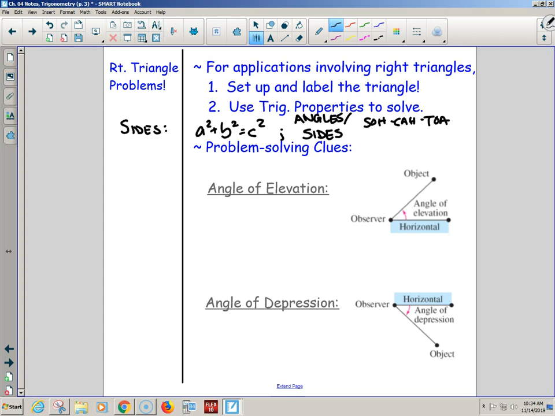Anyway. Angle of elevation is a rotation up from the ground. Angle of depression is a rotation down from your line of sight if you're high above something looking down.